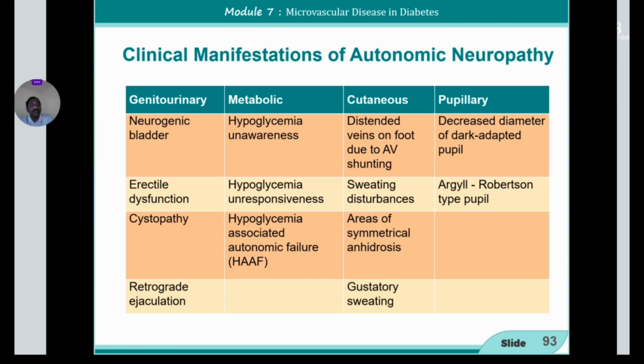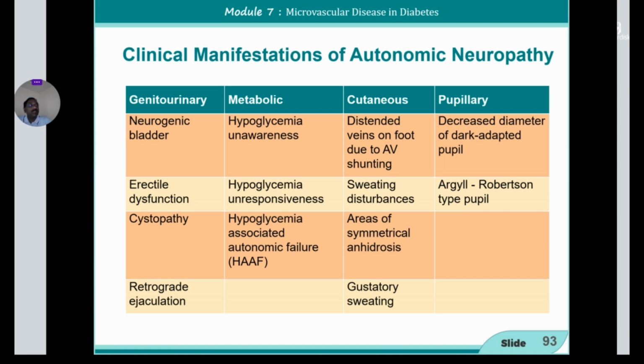Hypoglycemia unresponsiveness is also a part of the autonomic neuropathy, that is, hypoglycemia associated autonomic failure. Now the cutaneous autonomic neuropathy: distended veins on the foot due to AV shunting. In some elderly or geriatric populations, the veins will be easily seen. All the veins will be visible on both the hands and the feet. This is because of the cutaneous autonomic neuropathy.